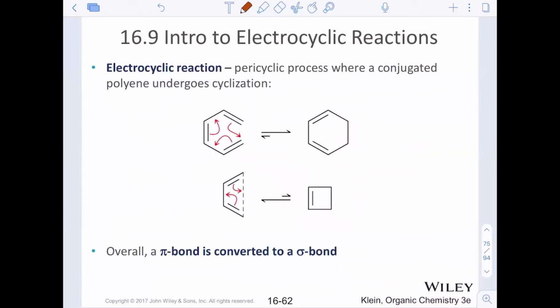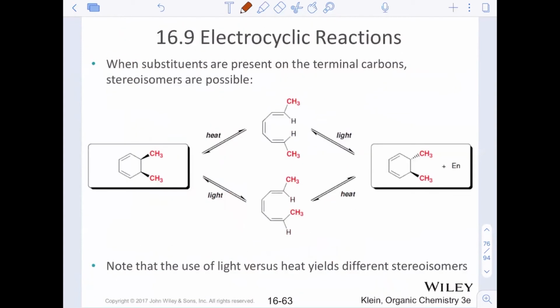All right, electrocyclic reactions. This pericyclic process occurs when conjugated polyenes undergo cyclization. So again, we could have 1, 2, 3, 4, 5, 6 compounds and make a cyclic structure with 6 carbons. We can also do it with 4. So we can have a triene, 3 pi bonds, 6 atoms, or a diene, 4 atoms, 2 pi bonds. All right, overall, a pi bond is converted to a sigma bond.